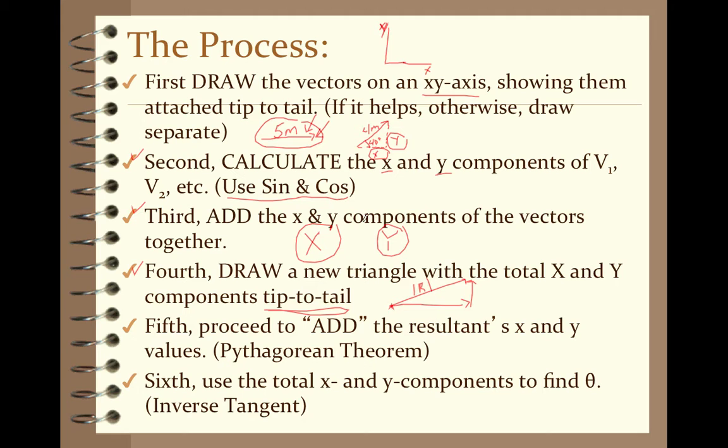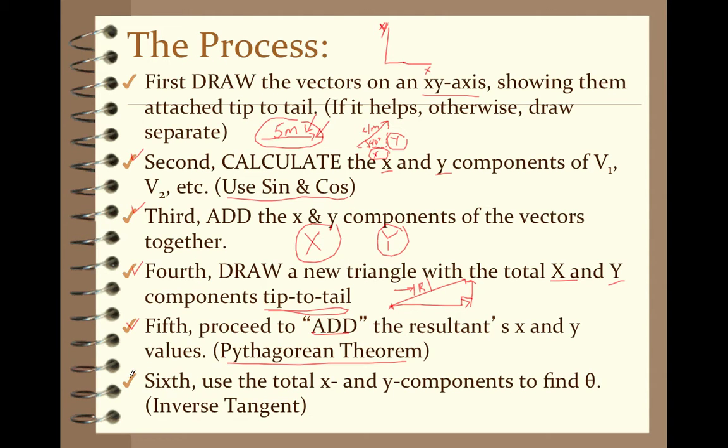Okay, so that's kind of what you're doing for this next one. You're going to draw them tip to tail. Notice that you're always going to get a 90-degree angle because you're doing an x and a y, and x and y are always perpendicular to each other. Step 5, then, what's going to happen is you're going to be adding the resultant's x and y values, or in other words, this is a right triangle, and to solve a right triangle we can use Pythagorean theorem to find that guy right there, that resultant.